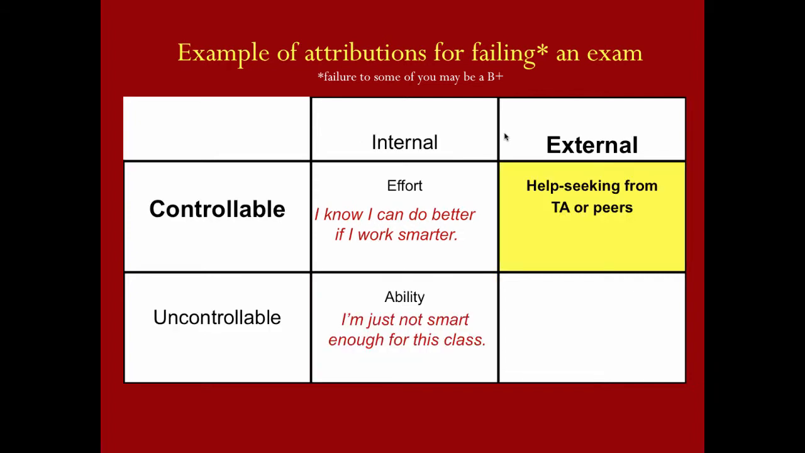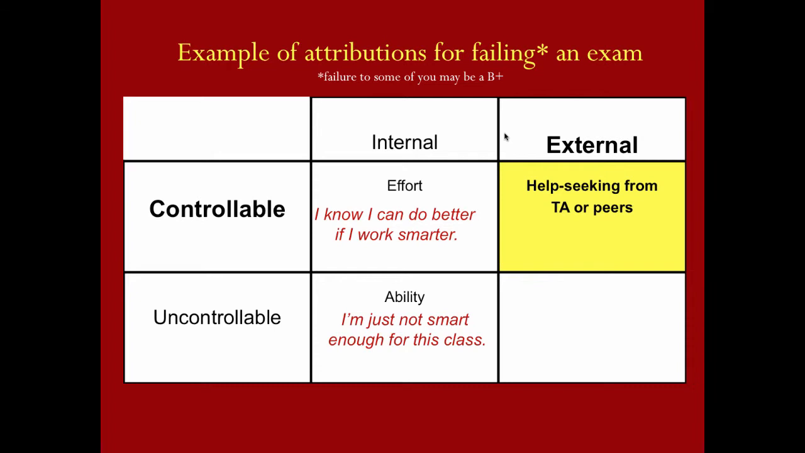The next attribution we're going to examine is when a student believes the cause of their failure is an external controllable cause. This means that it was something outside of themselves, such as the help of a TA, peer, or professor, but something that is controllable by them. They can go and seek help from one of these three.